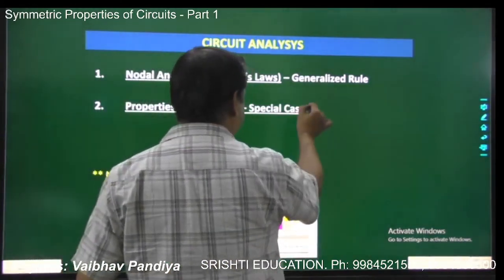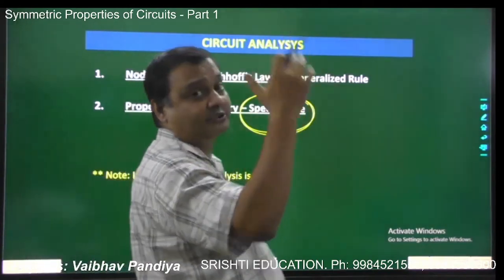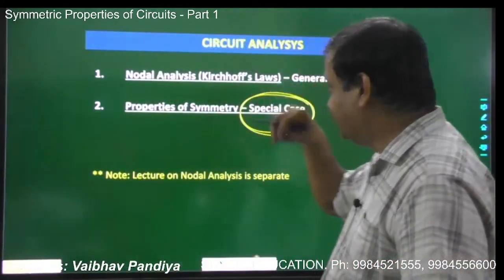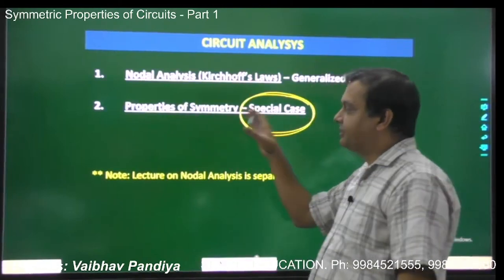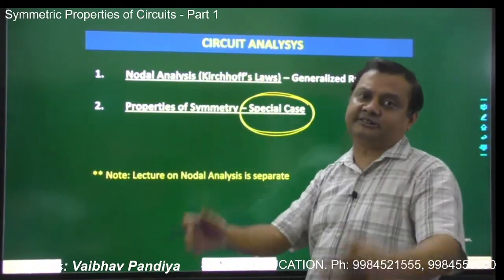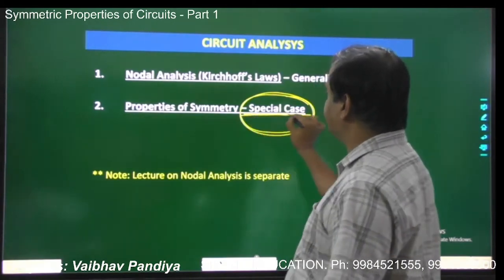This is not a generalized case. You cannot solve all the circuits by symmetry properties. The necessary condition for the analysis of circuit using the properties of symmetry is that symmetry must be present in the circuit. Symmetry must be present in the circuit. So it is a special case which is the subject of the present lecture.